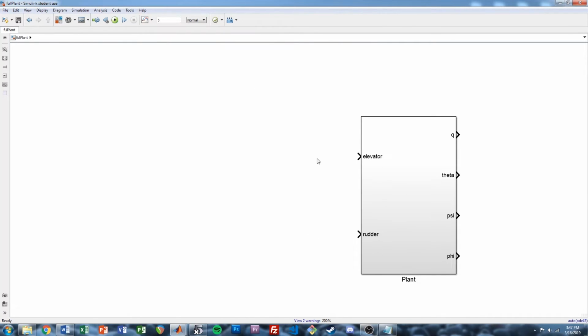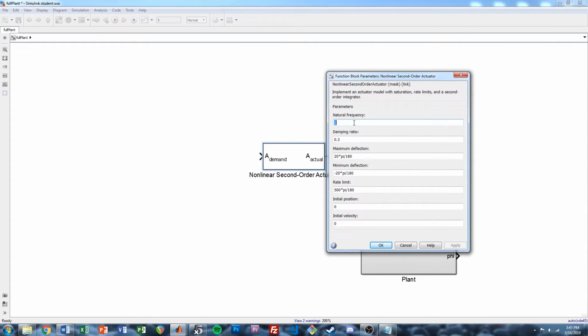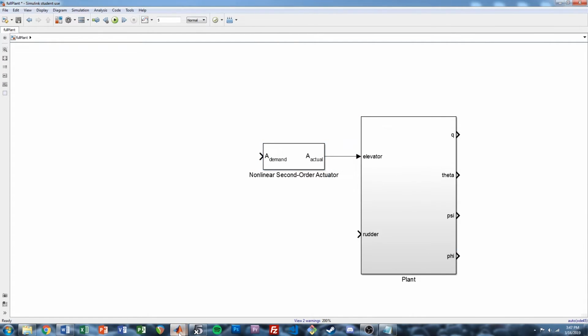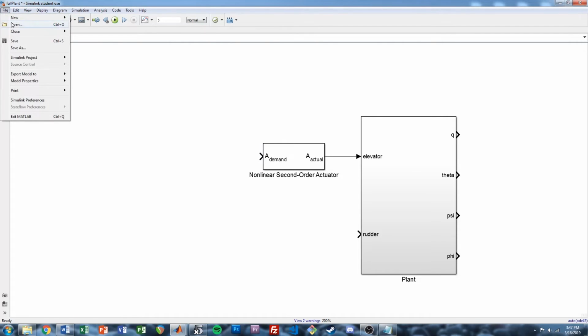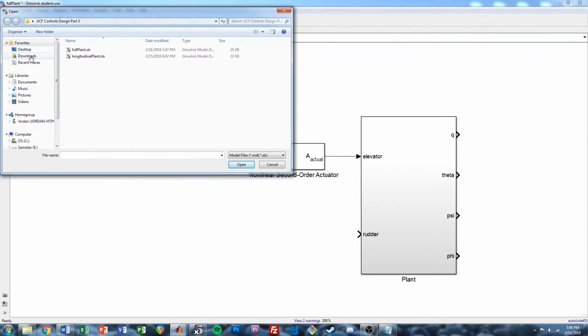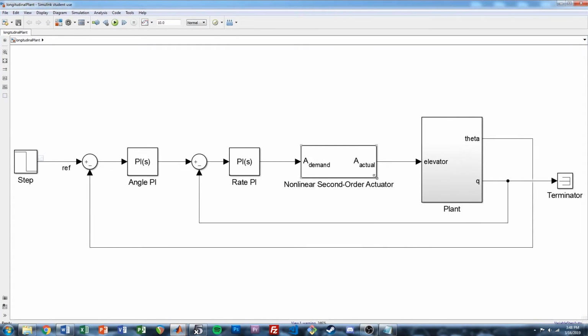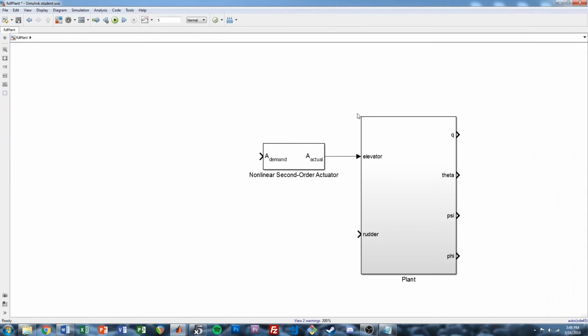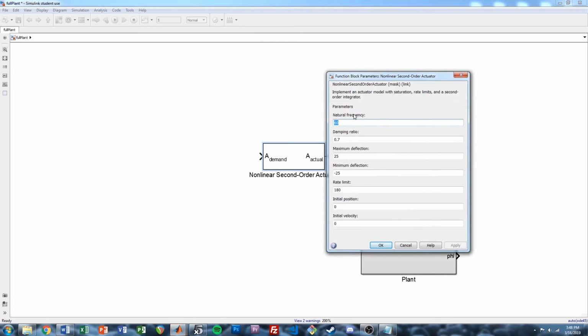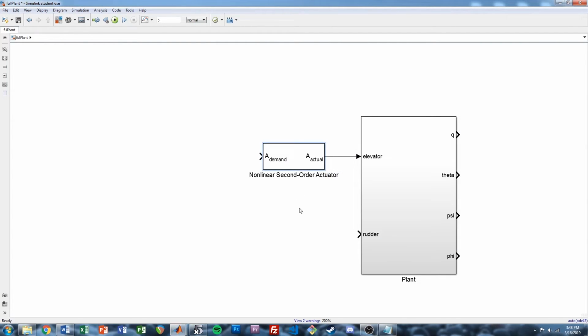So I'm also going to throw back in that second order nonlinear actuator model. And I think this was, I don't even remember. I'm going to have to go back and open up the model we did last time to see what we set it at. I'm just going to copy it actually. All right. So we'll do one for the elevator and one for the rudder.